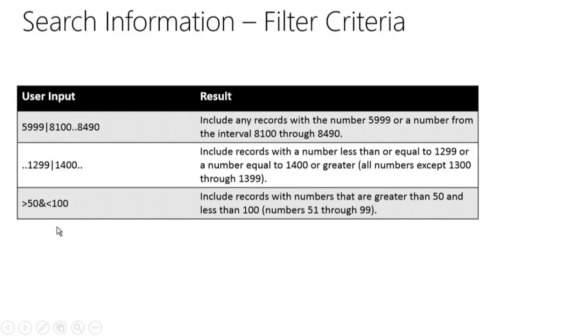I can even make some more complex combinations of filter criteria. In this case, what I'm going to do is include any records with the number 5999 or a number in this range of numbers. Here I have an example where I'm going to include records with a number less than 1299 or a number bigger than 1400. So you can see here, by using these special characters, you can create complex filter criteria. I've displayed a couple of examples here in the presentation, but if you go into the online help of Dynamics NAV, you can find many, many more examples.